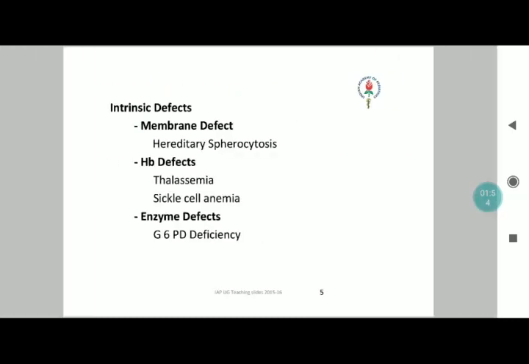Whereas, intrinsic defects can further be at different levels, namely either at the membrane, at the hemoglobin, or at the enzyme. Membranous defects are seen in hereditary spherocytosis, hemoglobin defects are seen in thalassemia and sickle cell anemia, and enzyme defects are seen in G6PD deficiency. G6PD, full form of course being glucose 6-phosphate dehydrogenase.